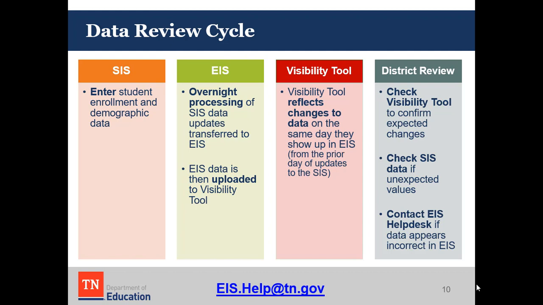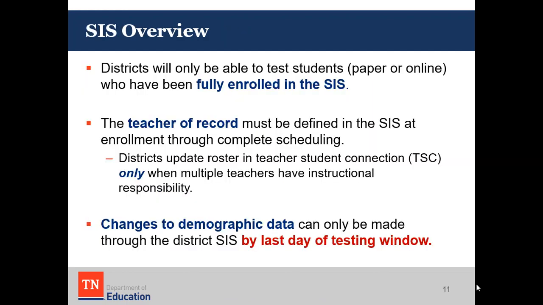Finally, your district review is done by checking the visibility tool to confirm expected changes, to check your SIS data if you have any unexpected values, and then contact the EIS help desk if the data appears incorrect in EIS. The contact information for the EIS help desk is at the bottom of the page, eis.help@tn.gov.